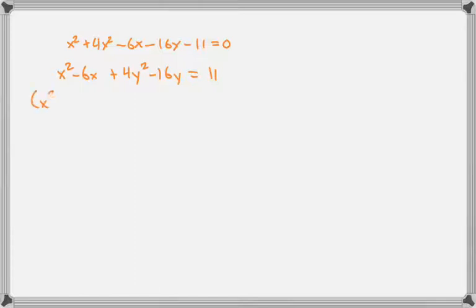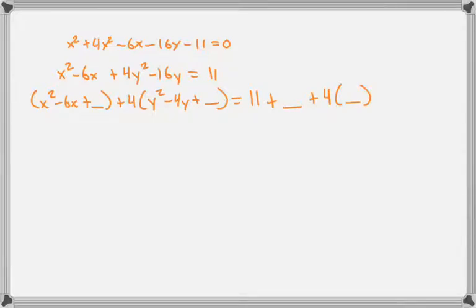So we're going to have an x squared minus 6x plus some number plus, we're going to factor out a 4. So we have y squared minus 4y plus another some number equal to 11. And since it's on the other side of the equal sign, we can go ahead and add it to both. So plus the number in the first parentheses plus 4 times the number in the second parentheses. We have to make sure we multiply by 4 because that's what we're doing for the second parentheses too.